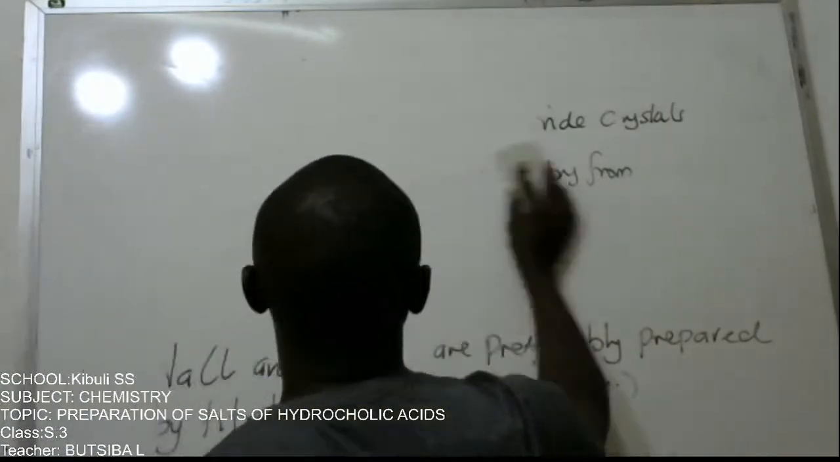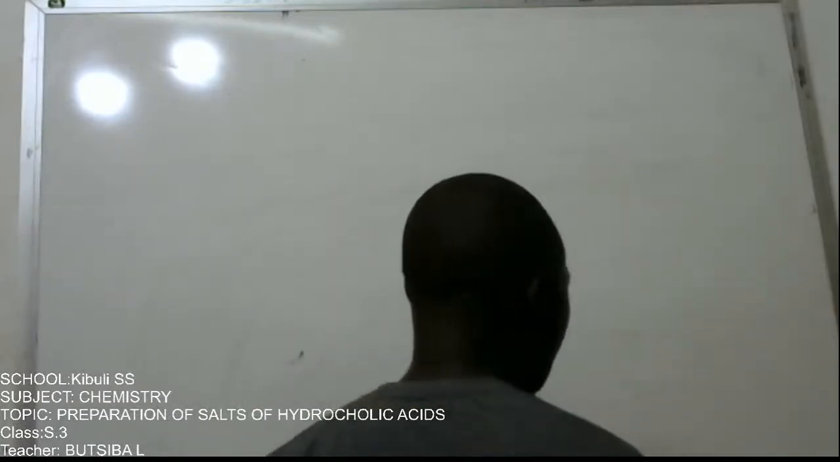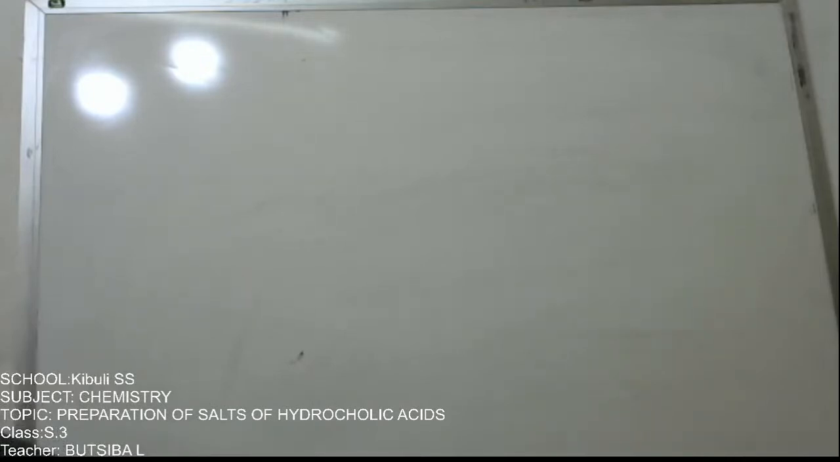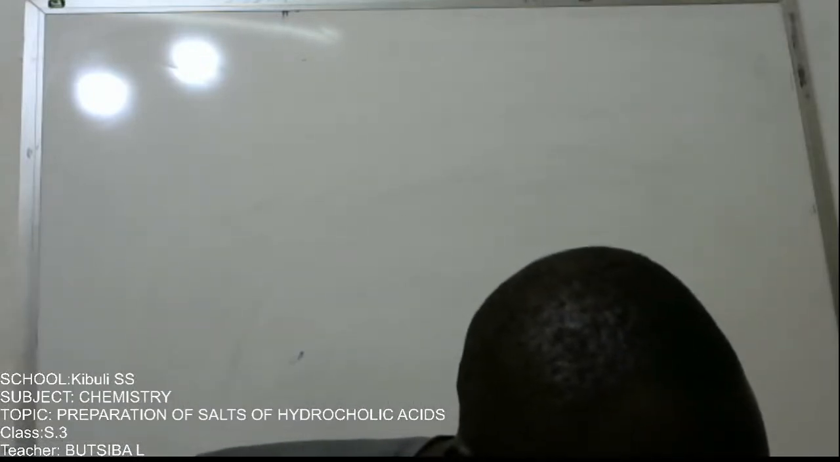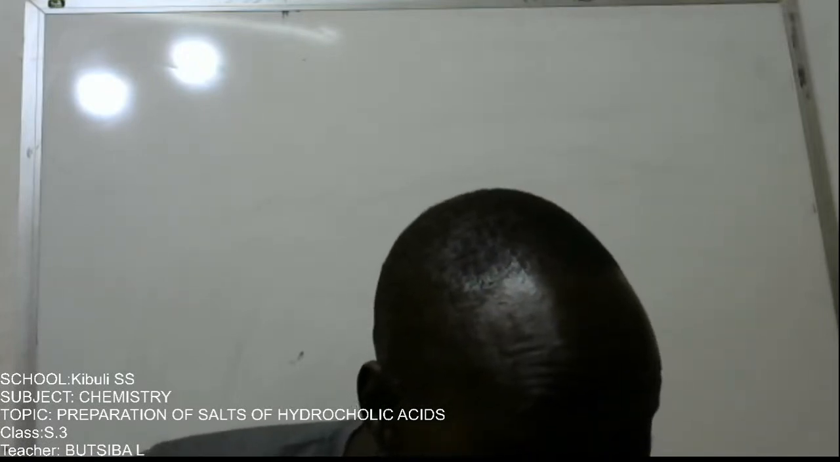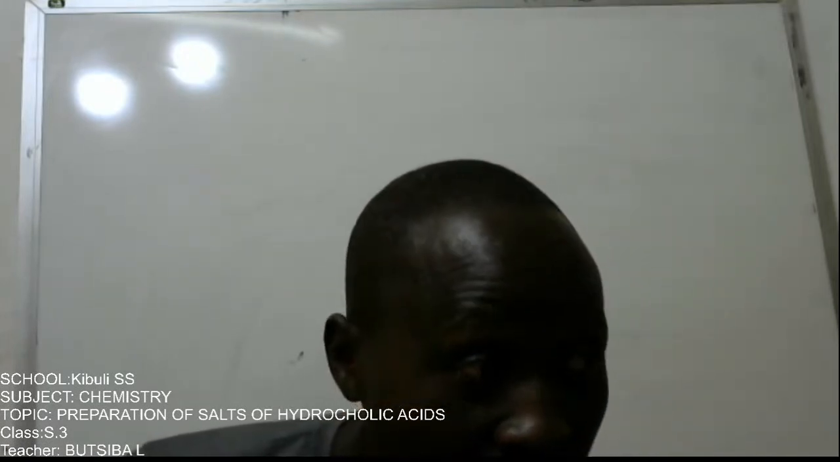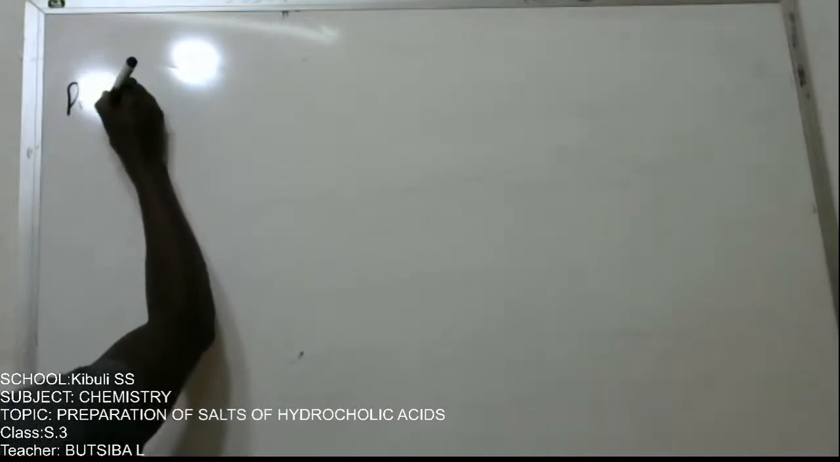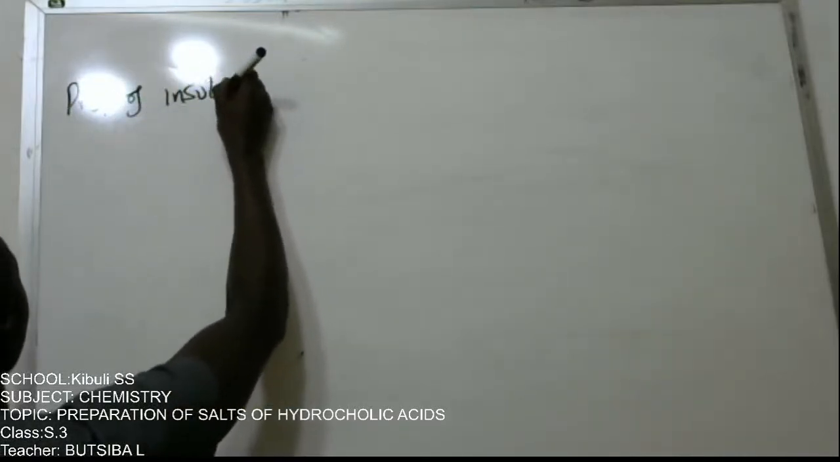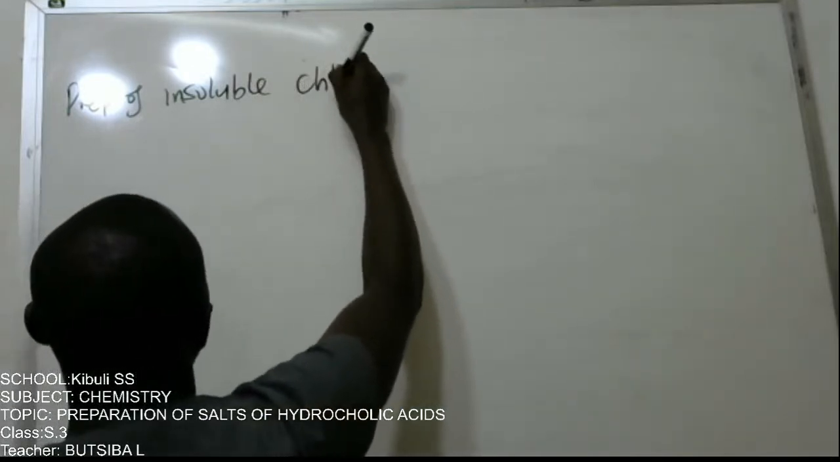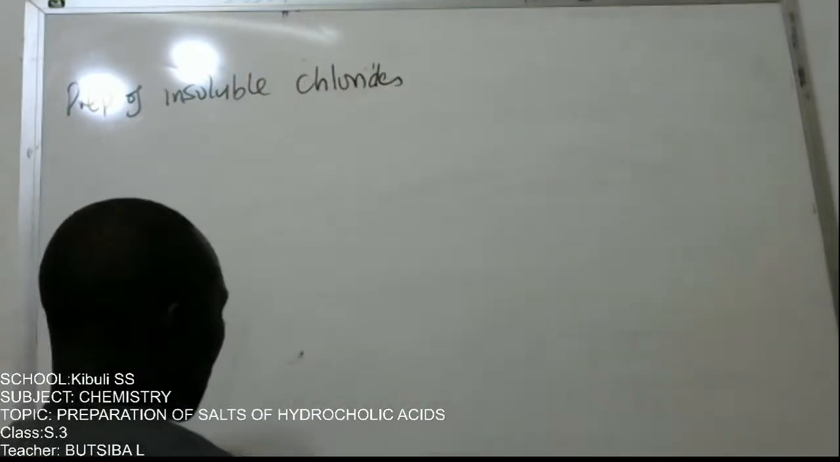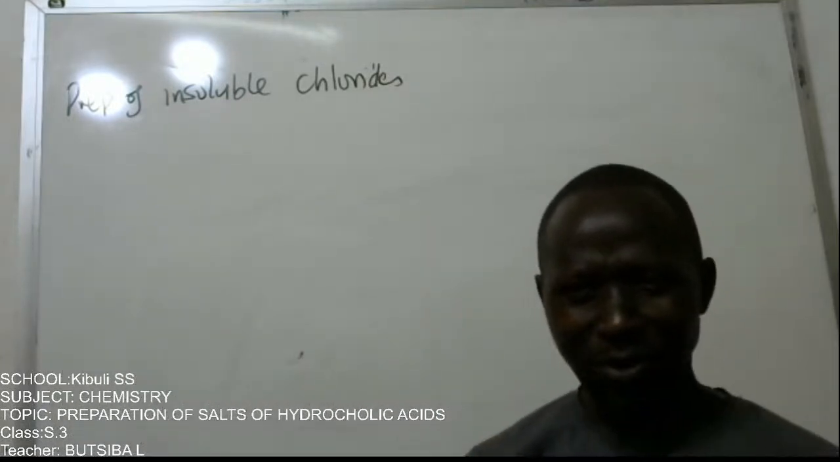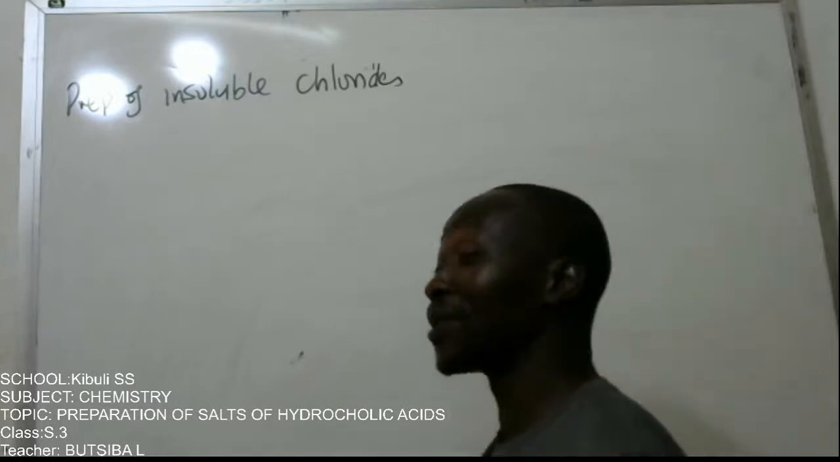In our last discussion today, we are going to look at the third method of preparing salts, and we shall be in a position to subject ourselves to questions, because we have about 30 minutes, and therefore 20 minutes are supposed to be for questions, to be interactive. So let us look at preparation of insoluble salts. So, preparation of insoluble chlorides. What are those insoluble chlorides? Lead(II) chloride and silver what? Chloride. Good.